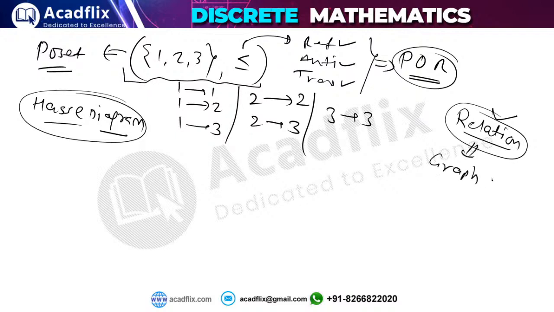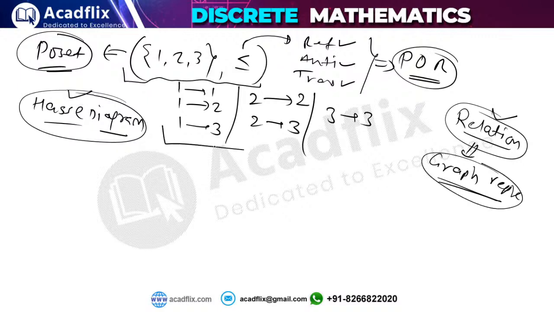This we have already seen. Any relation can be represented with graph representation. Now these posets are special relations. They have something called a Hasse diagram. This is a special diagram representation for posets. This Hasse diagram we get from the graph representation only.